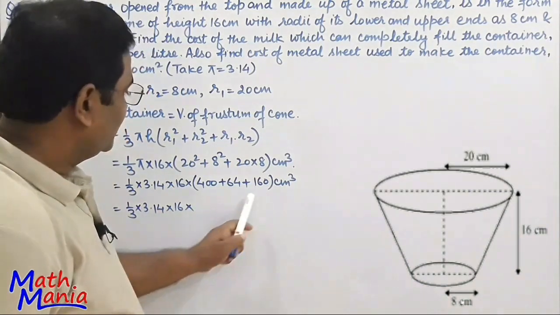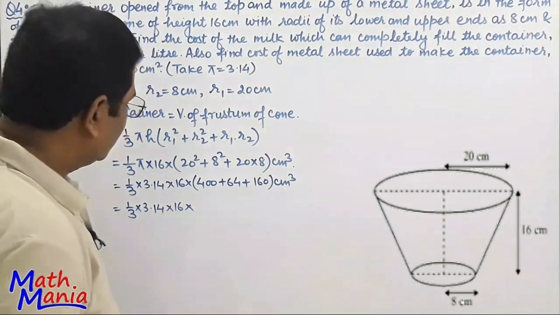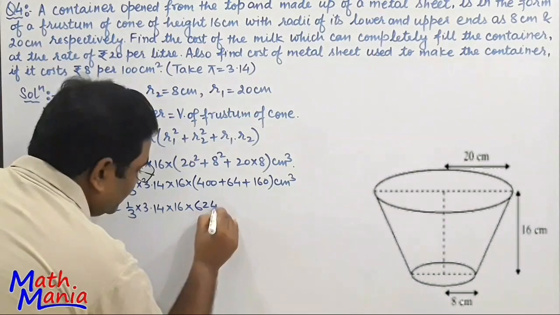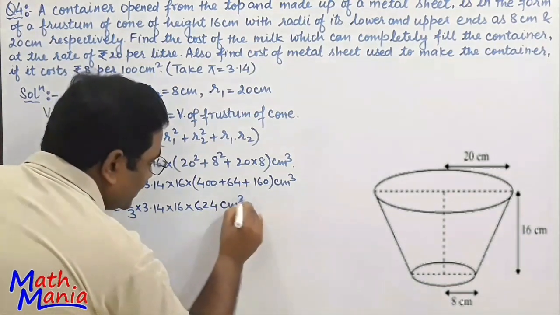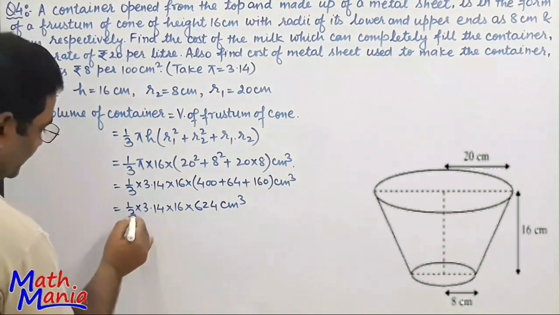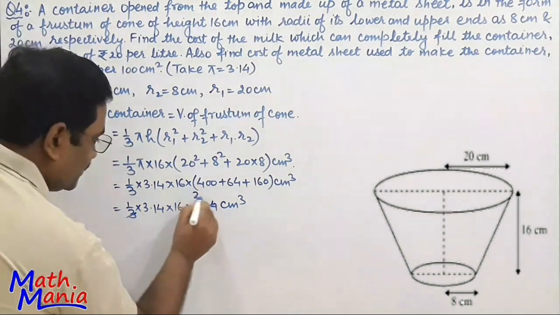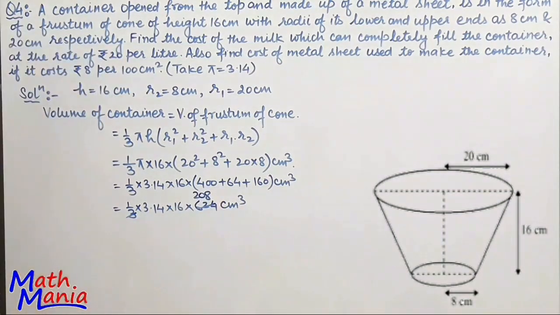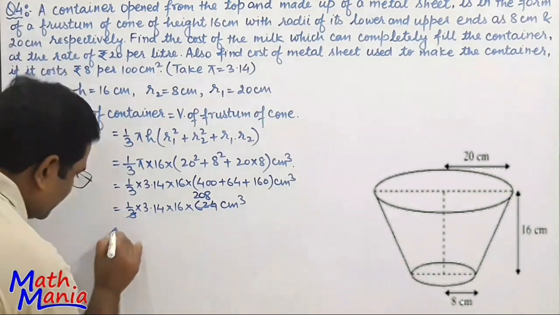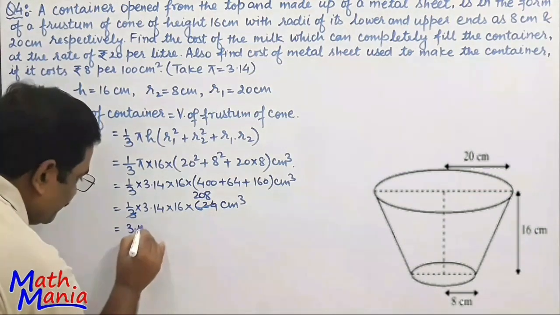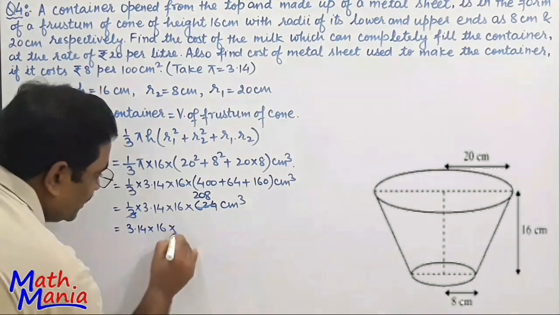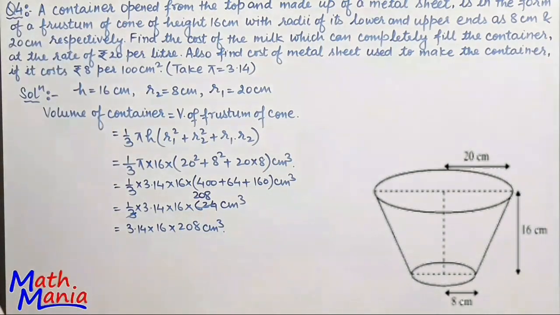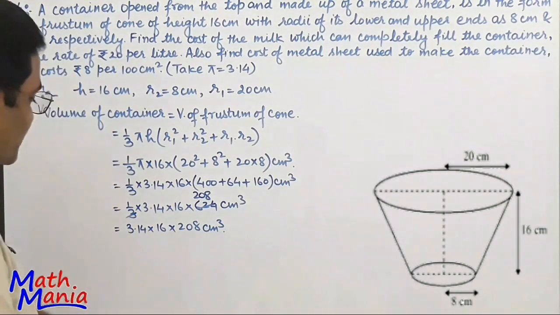So let us find it: 1/3 into 3.14 into 16 multiplied by 400 plus 64 plus 160, which is 624 cubic centimeters. Now this can be simplified by 3. 3 ones are 3, 3 twos are 6, 0, and 3 eights are 24. So we got 3.14 into 16 multiplied by 208 cubic centimeters.